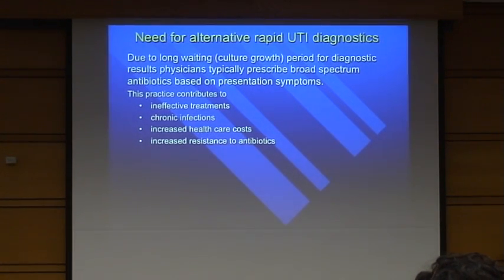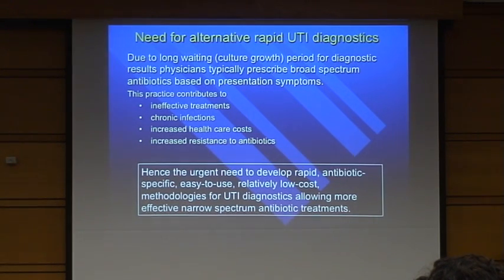So as a result of this growth period, of course, physicians typically prescribe broad spectrum antibiotics just on the basis of presentation. And that contributes to ineffective treatments, chronic infection, increased health costs, and probably most insidiously, the increased resistance to antibiotics. And so what you'd like to be able to do is to have a rapid time scale, one that makes most sense to me is at the time that the person would present themselves to a clinic, before they leave. So let's say an hour. That's the time to get information so that you can have an antibiotic-specific, low cost, easy to use methodology for UTI diagnostics.